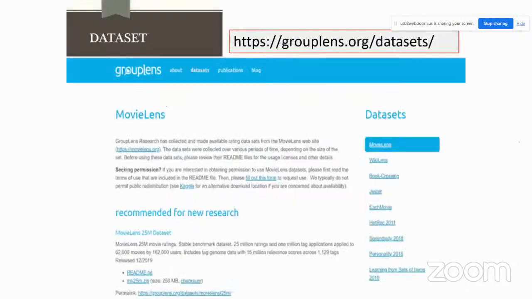This is the website from which I have downloaded the data set, called the grouplens.org MovieLens data set. When you go through this website, you can click and download the data set called MovieLens. Here we mainly focus on user ID, movie ID, and the rating given by the customer, and maybe the timestamp. These are the fields. I will show a screenshot of the first page.